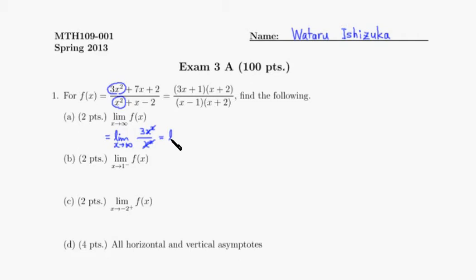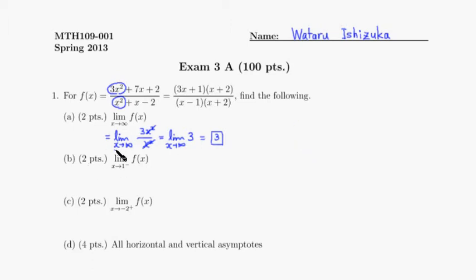So you get the limit of the constant 3 as x approaches infinity. But the limit of a constant is the same constant, so the limit is just 3. So that was part A.